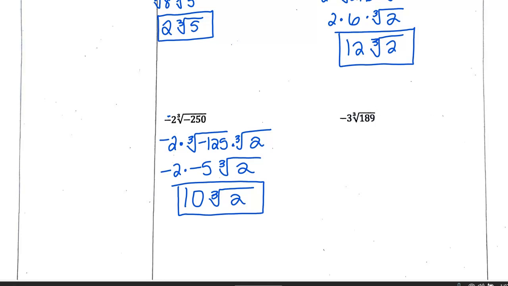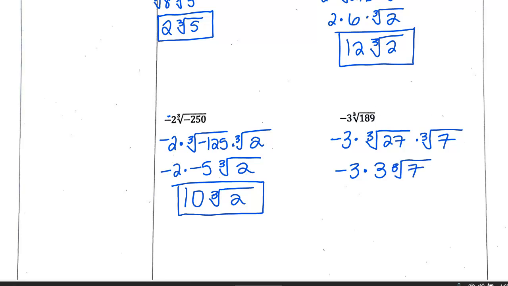All right, on this next one, we have a negative 3 on the outside, and we don't have a negative in our radical, which means our answer is going to be negative. So factors of 189, we have 27 and 7. So the cube root of 27 times the cube root of 7. So then we'll have negative 3 times the cube root of 27, which is 3. And then our leftovers. And so our answer will be negative 9 and the cube root of 7.